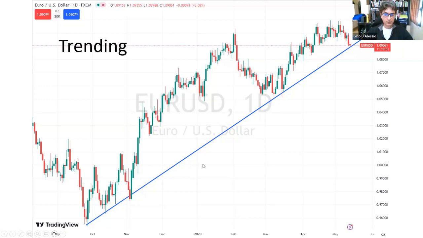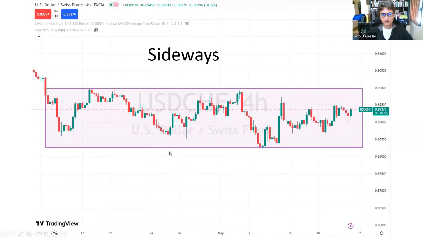And the other type of market is a sideways market. This is where there's no clear trend. So you can usually create a box or a rectangle, and most of the price action will happen within this rectangle. This is a typical sideways market, in this case, the dollar Swiss franc on the 4-hour chart.